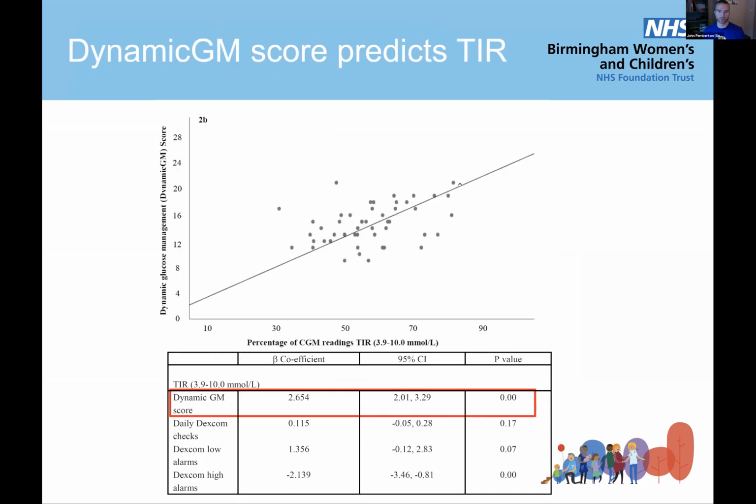But essentially what we found is the higher the dynamic glucose management score, the more proactive you are, the greater the time in range. So people who got a 70% time in range generally were scoring at least 18, 19, 20 on how proactive they were. So this is just to show these things work in real life from a research point of view.